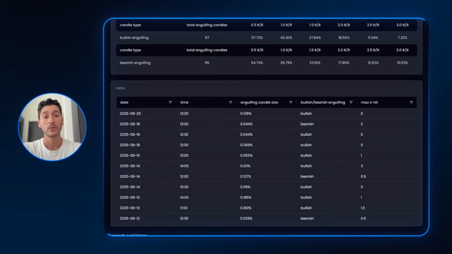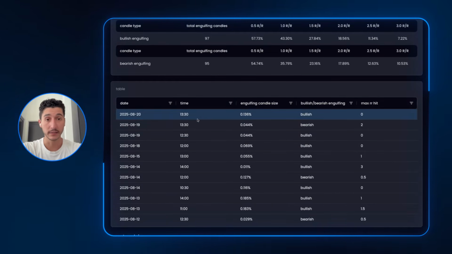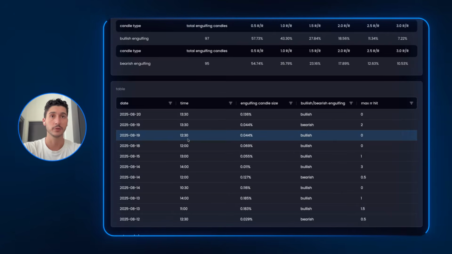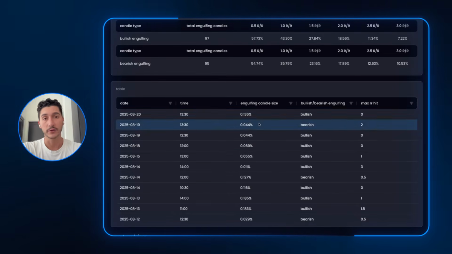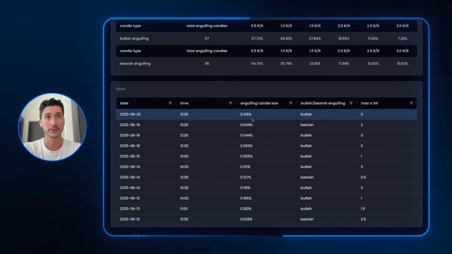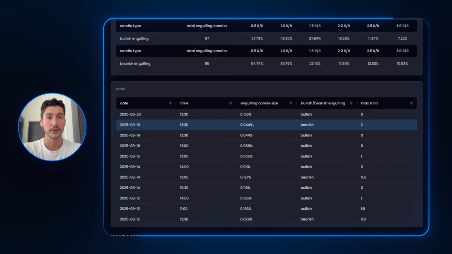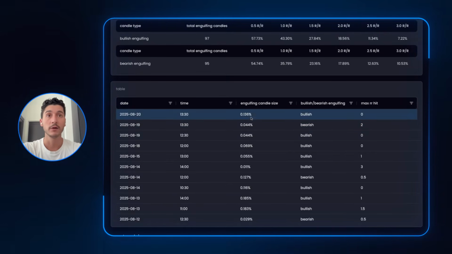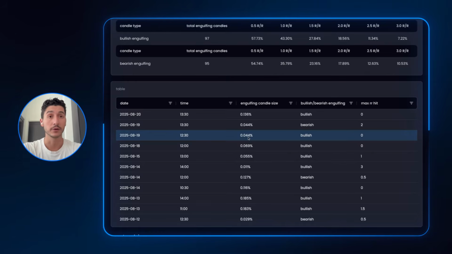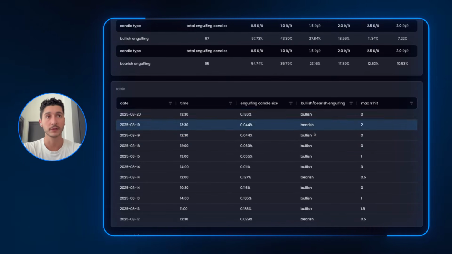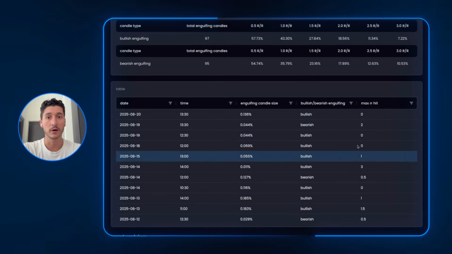We have also a detail table that's going to show you every single one, the time that it formed. This is going to be super helpful for you. And then the actual size. I'm going to cover how to measure the size here. As a preview, it's always the body of the candle. It does not include the wicks, specifically here in this size. Then obviously bullish or bearish, and then the max RR that was actually hit.